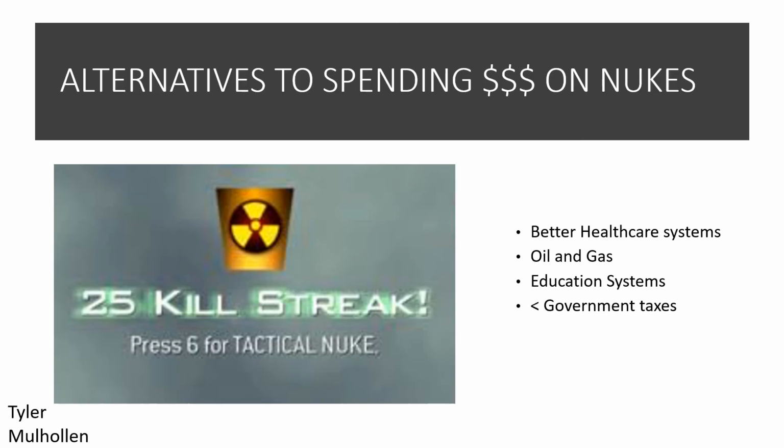The alternatives that the government can use on money instead of spending it on nuclear powers would be better healthcare systems, oil and gas, better education systems, and lower government taxes.